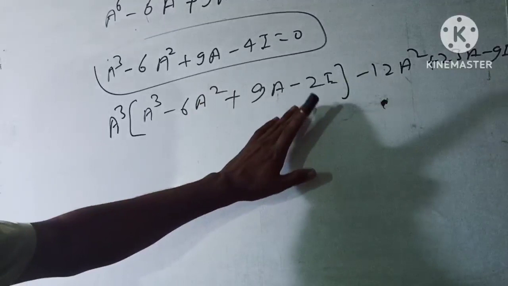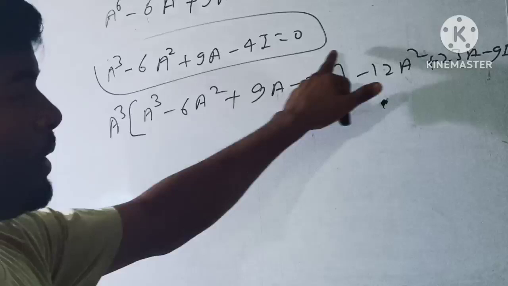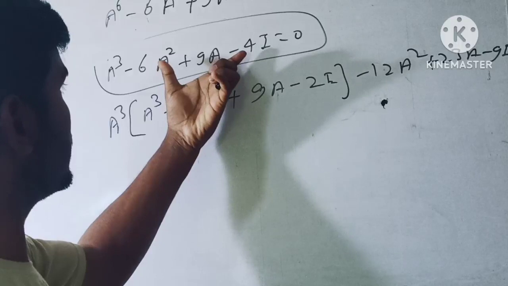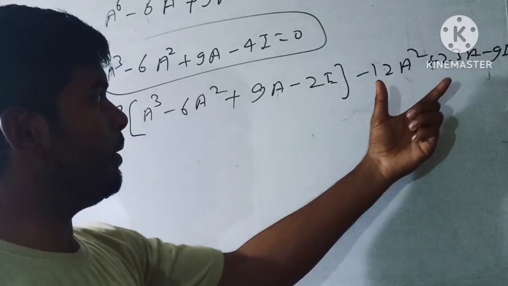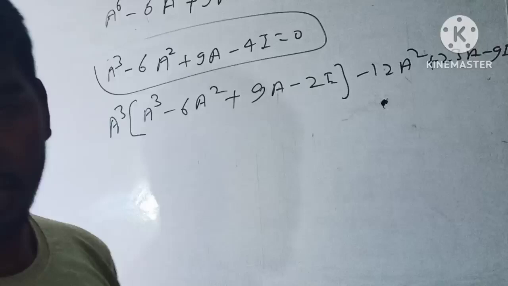Now we will make this expression the same as this expression, because if we make this expression the same as this expression, then its value is equal to 0, and we will be left with the remaining part, and then find the value of this expression by using this equation.